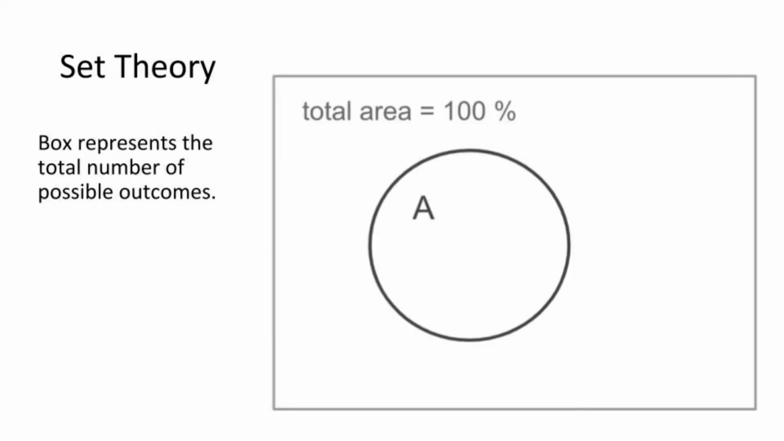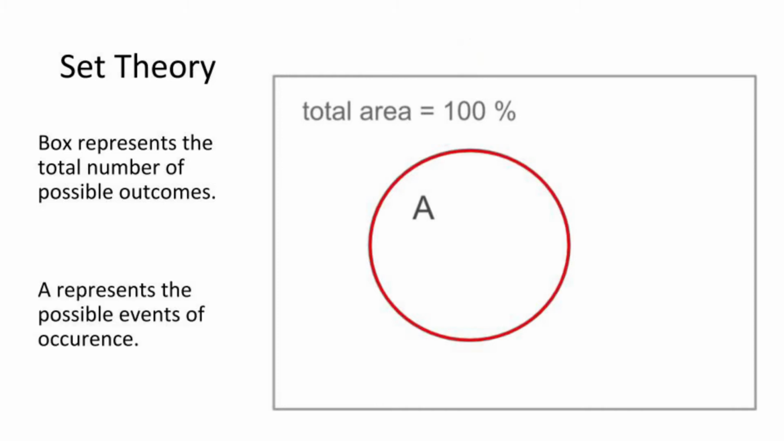Now we will go into set theory. When thinking about probability, I think it's very understandable to put things in a box. This box here represents the total number of possible outcomes, so the area inside the box is 100%. And the space A represents the events that you're looking for, and the area of space A will always be 100% or less. And unless the occurrence of A is the only thing that can happen, then it will usually be a subset of the total space.